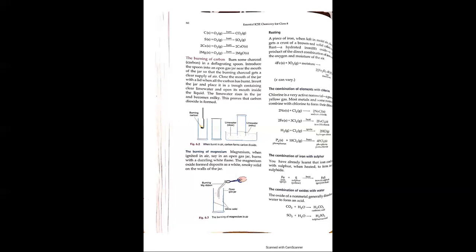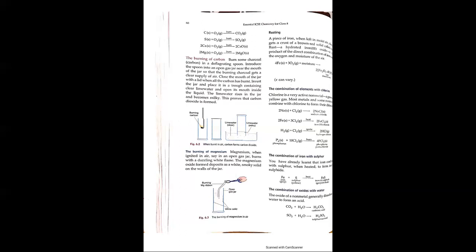Next is burning of magnesium. When magnesium burns with a dazzling white flame, the magnesium oxide formed is deposited as a white smoky solid. As you can see, the white solid will be deposited on the wall of this jar, and the white solid is magnesium oxide. So magnesium burns with a dazzling white flame with the formation of magnesium oxide, and the magnesium oxide gets deposited on the walls of the jar.